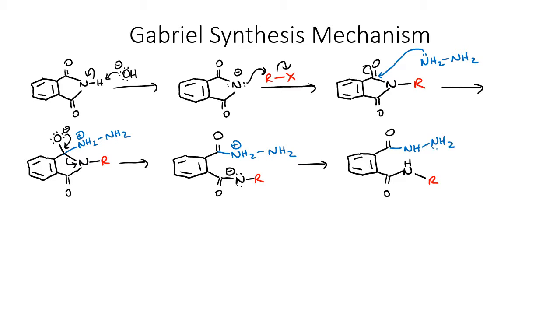Then the whole process is going to repeat itself. This nitrogen will act as the nucleophile and attack this carbonyl. Ultimately, when we're done, we're going to release the nitrogen and the R group, and the nitrogen will have two H's attached. And we will get the final primary amine.